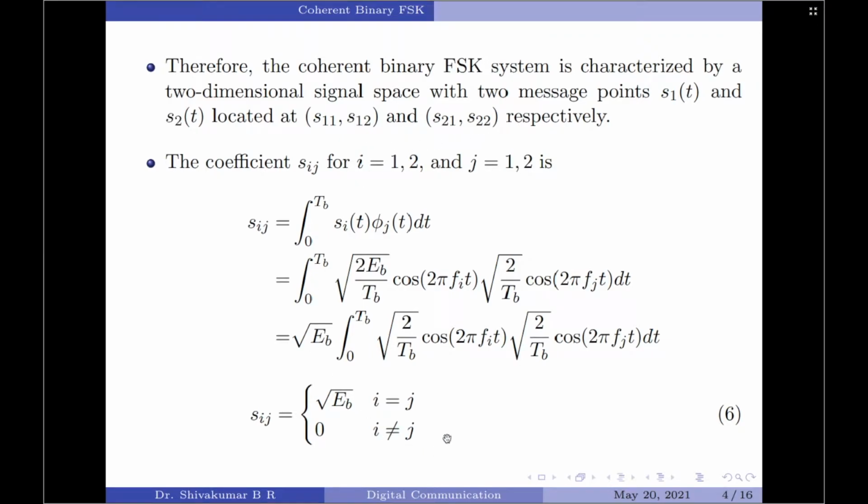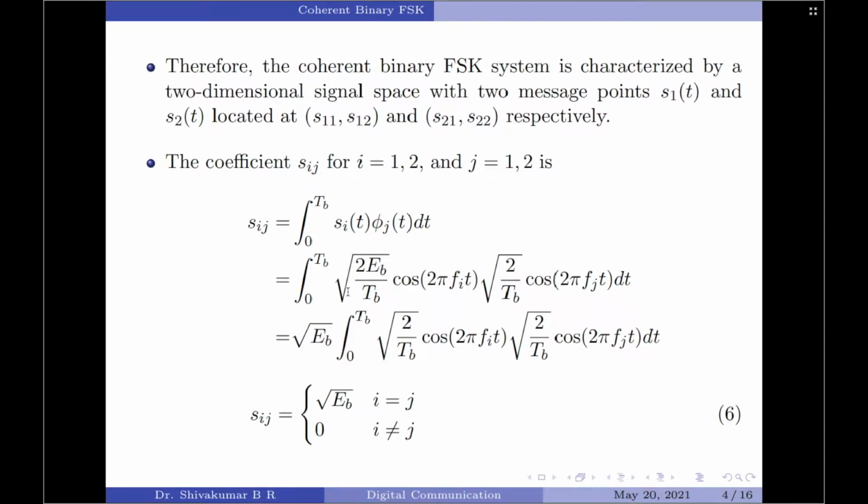Instead of having four different equations, we have accommodated all of them in one single equation for the coefficient Sij, which is of the form integral 0 to Tb of Si of t into phi j of t dt. Let us find S11 first. So, S11 is equal to integral 0 to Tb of S1 of t into phi 1 of t dt. Now, S1 of t is given here, phi 1 of t is given here. You are supposed to assume i and j as 1 here. Except for square root of Eb, the remaining part is absolutely common, that is square root of 2 by Tb cos 2 pi f1 t. Similarly, we have square root of 2 by Tb cos 2 pi f1 t.